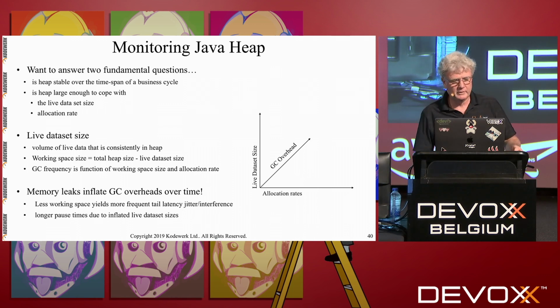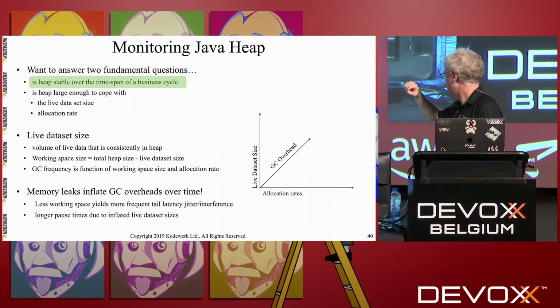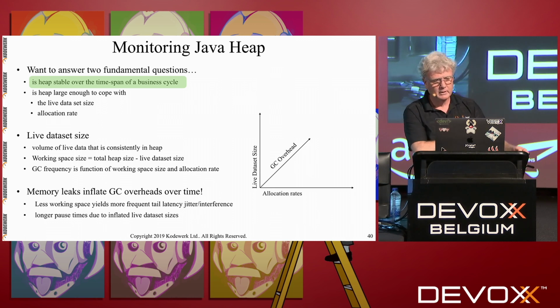As I mentioned before, memory leaks are going to inflate GC overheads over time. So you end up with this particular chart here, right? As data set size or allocation rates increase, your GC overheads are going to start increasing.